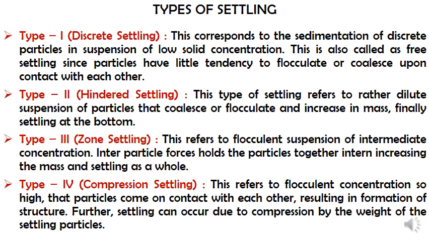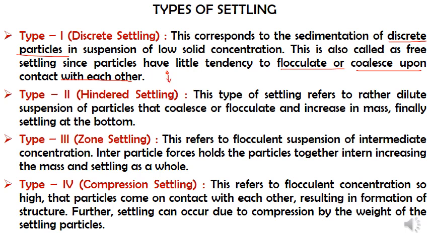Now, type 1 settling or discrete settling. This corresponds to the sedimentation of discrete particles of low solid concentration, and this is also called free settling, since particles have little tendency to flocculate or coalesce upon contact with each other. What this means is that these discrete particles will have very little tendency to flocculate or coalesce upon contact with each other. So they will be individual particles, and each individual particle will try to settle down on its own.